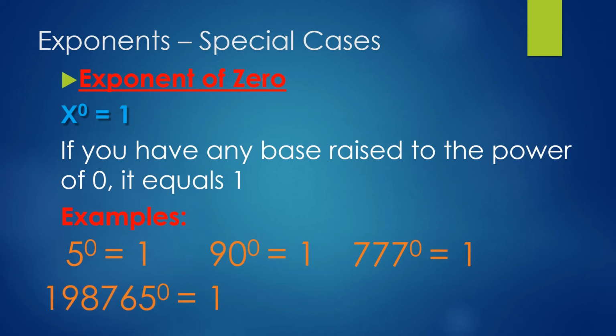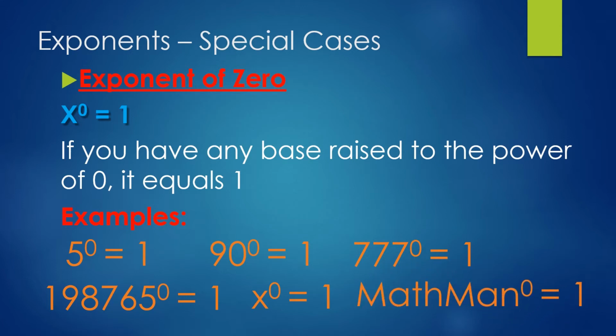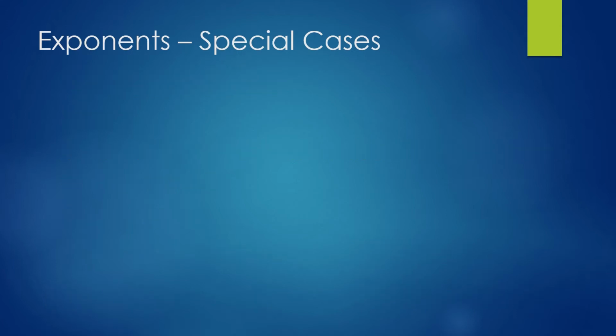198,765 to the power of 0 equals 1. It can be a variable. X to the 0 equals 1. Or it can be anything, literally like Mathman to the 0 power also equals 1.